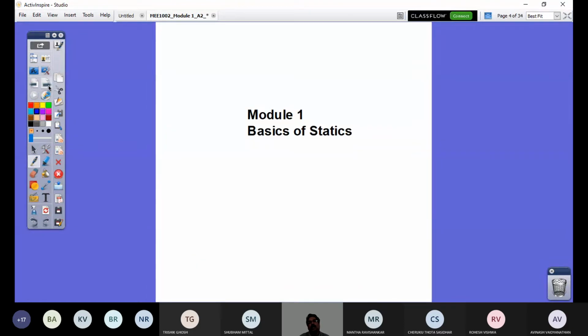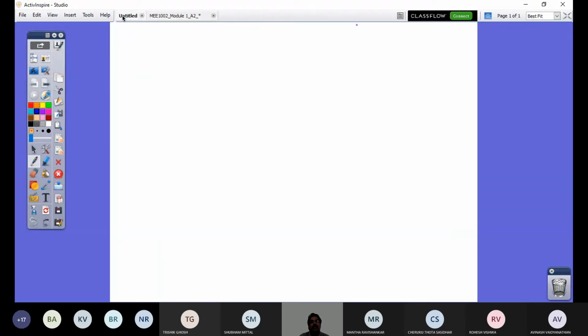And our module 1 is something that we're going to talk on, basics of statics. So today I'm going to teach you an important step in mechanics, what is called resolution and composition, right? So this is lecture number 1.